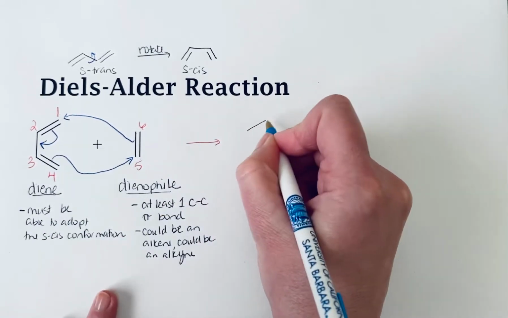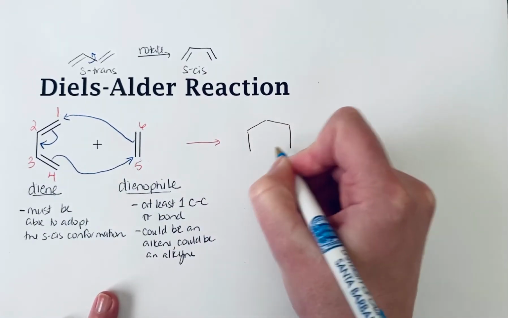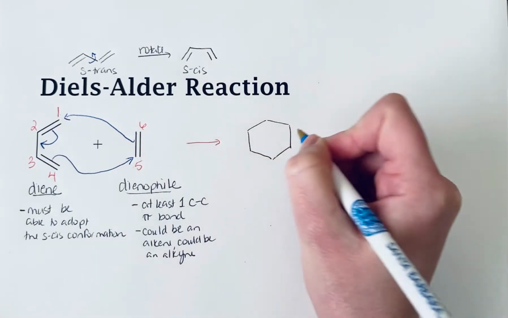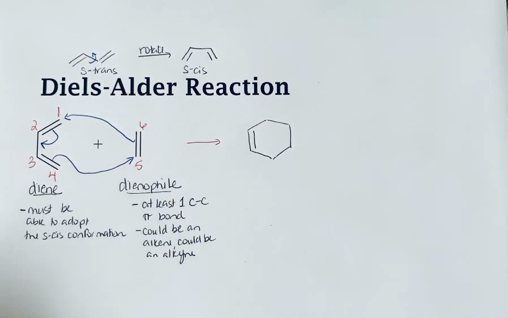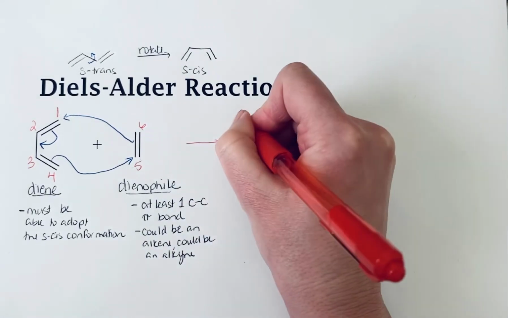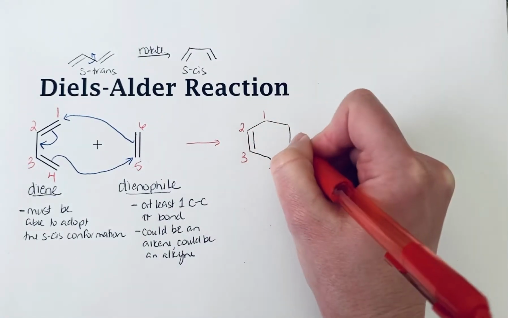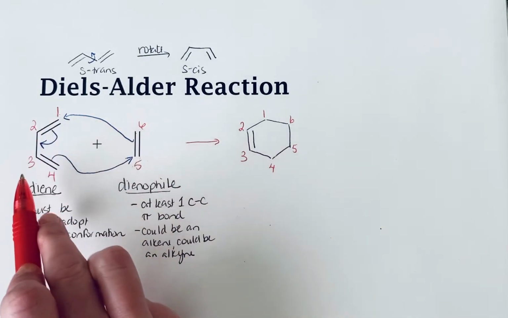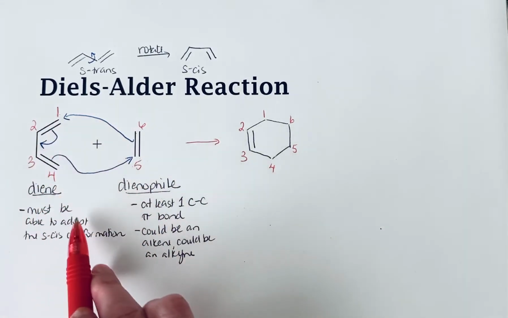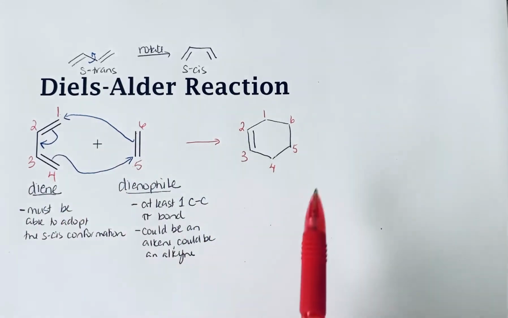So I'm going to draw a 6-membered ring, and I have a pi bond between carbons 2 and 3, and so I'm going to number this: 1, 2, 3, 4, 5, 6. And that's it for the mechanism. That's all that happens in this reaction. And so any substituents that were attached to carbons 1, 2, 3, 4, 5, or 6 would simply still be there in the product.